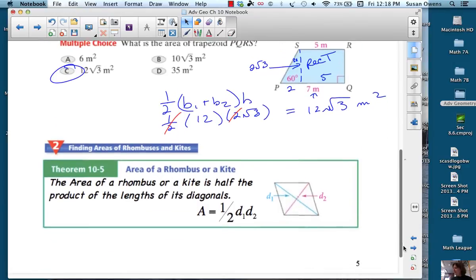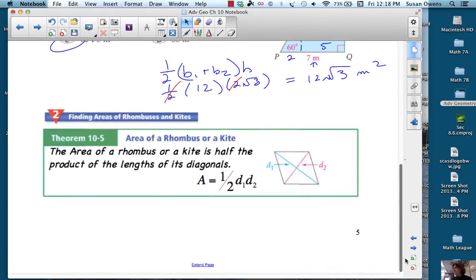The second formula we have actually works for rhombuses and kites. The reason why it works for rhombuses and kites is because the diagonals are perpendicular. Now this picture, they don't look like they're terribly perpendicular, but rhombuses and kites, the diagonals are perpendicular. Okay, so the area is always 1/2 the diagonals multiplied together.